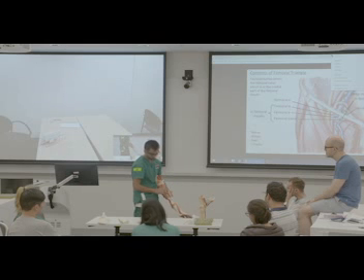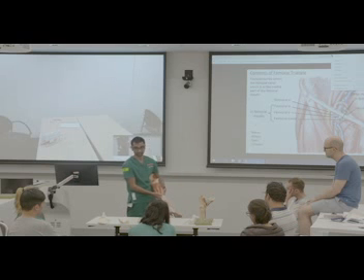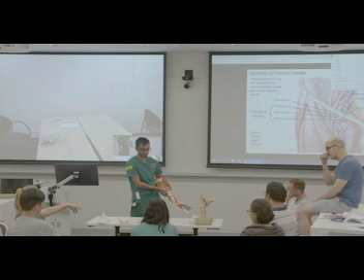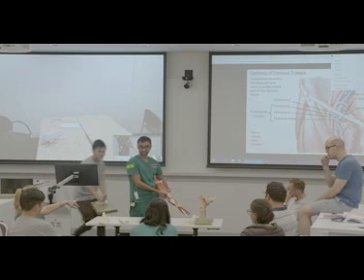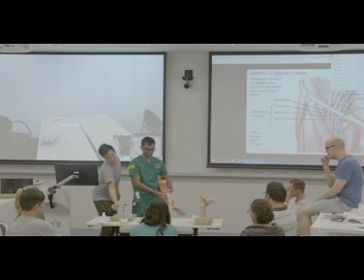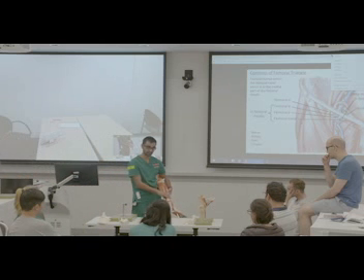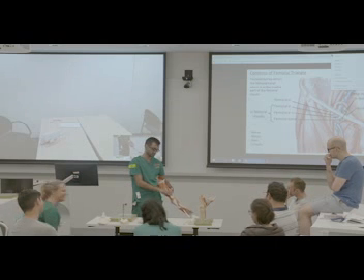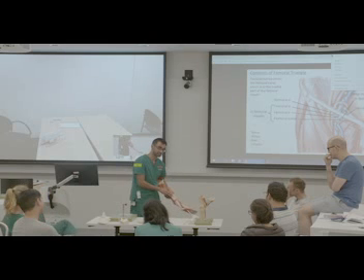Actually, before we remove it, does anyone know what this is? Yes, pes anserinus. And do we know what contributes to it? Pes anserinus, you have three tendinous... Sartorius, yeah. Gracilis, yeah, and semitendinosus too. Pes anserinus means goose's foot. Apparently this is meant to look like it. It's where you have three tendons that come down and insert onto the medial aspect of your tibia.